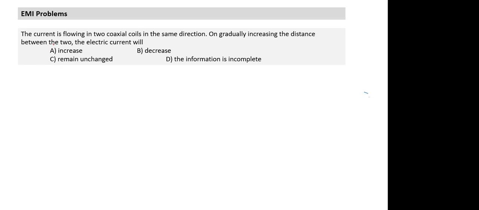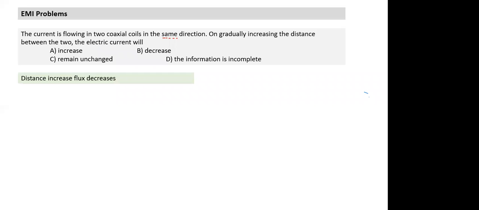You can look at this question. It may be simple, and if you think of it, it may become a little difficult also. Current is flowing into coaxial coils in the same direction. So direction also is given. On gradually increasing the distance between the two, what happens? There are two coaxial coils, and what happens to the current if we increase the distance?